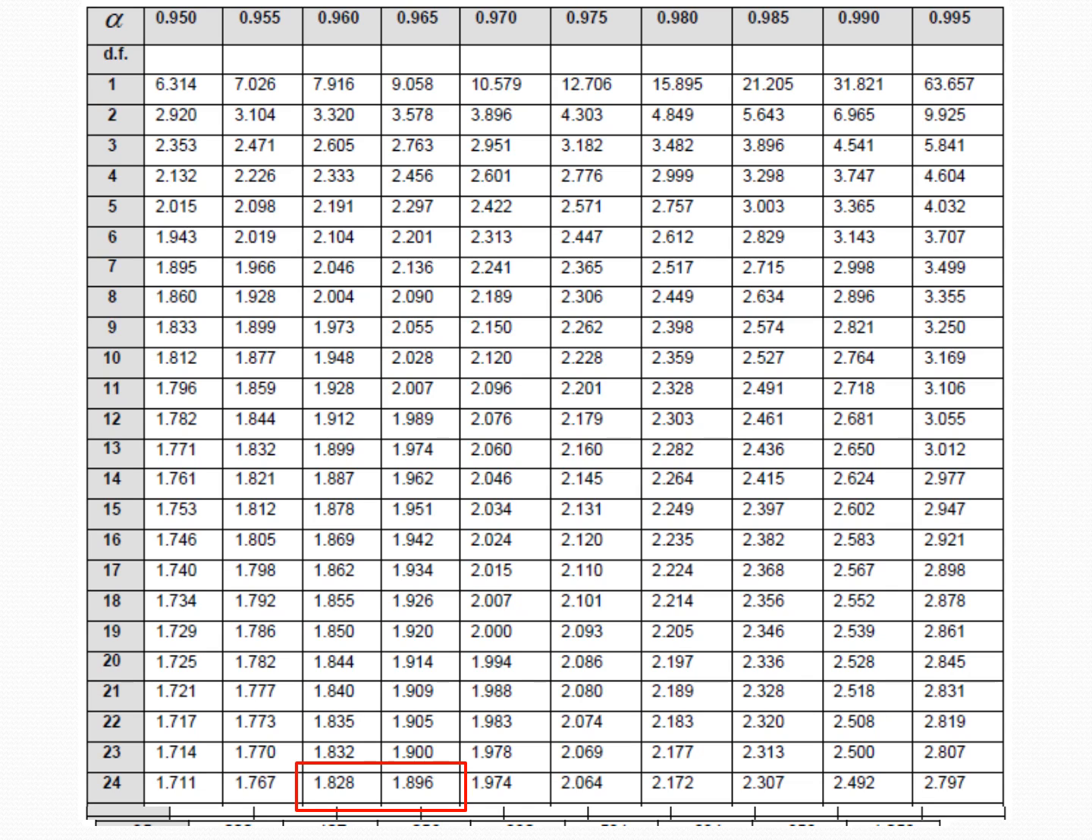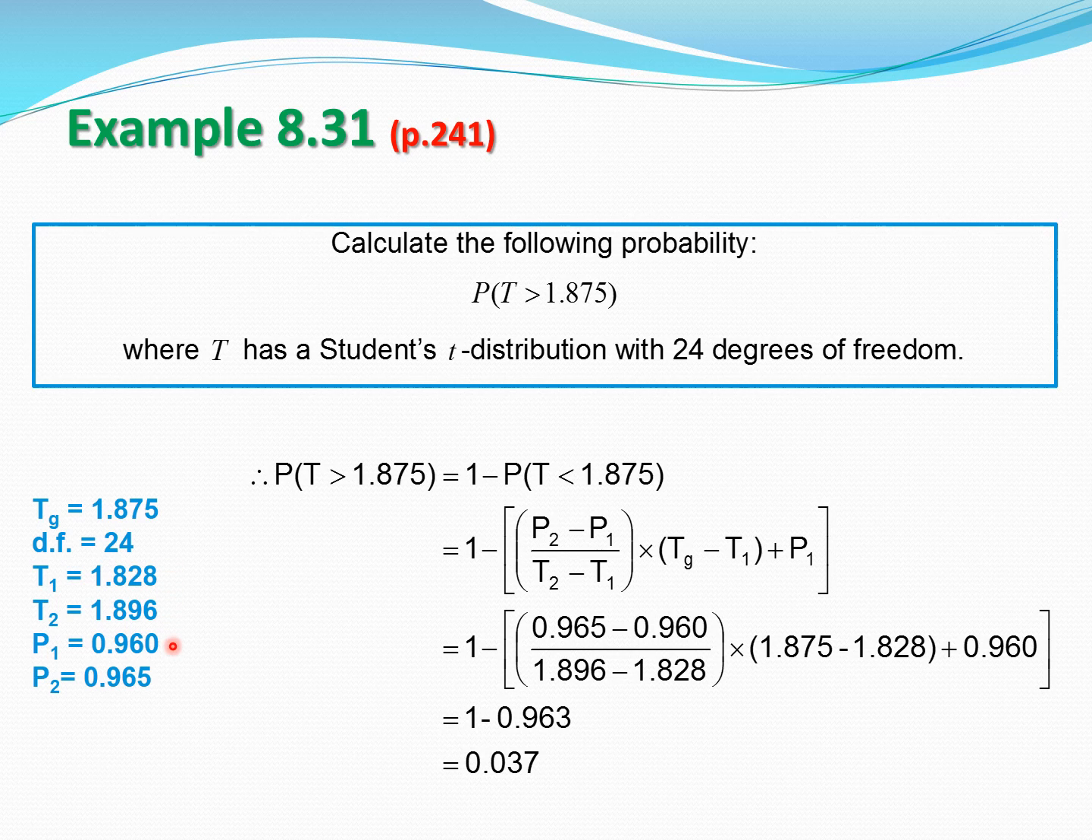So the value to the left of TG, which was 1.875, will be my T1 in my interpolation formula. The value to the right hand side of TG will then be my T2. And then if I go up in that column, that 0.960 will be my P1 in my interpolation formula, and the value next to that will be my P2 in my interpolation formula of 0.965.